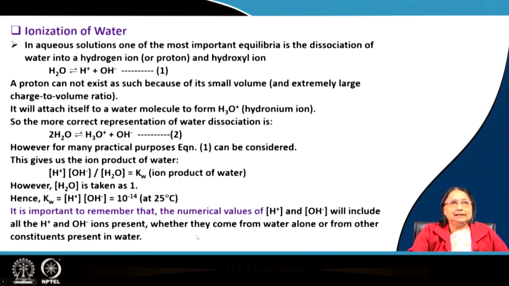I have shown you the seesaw: if H plus ion goes up, then OH minus should go down. But here it is written that the H plus ion concentration, whether it comes from water or from other species, everything together, is the H plus ion concentration. The same is true for OH minus ion concentration. We should not forget this one.